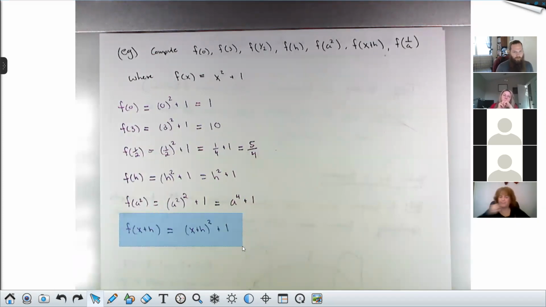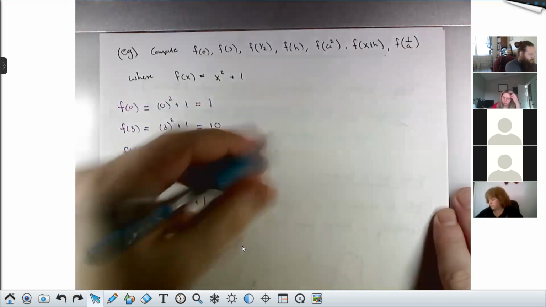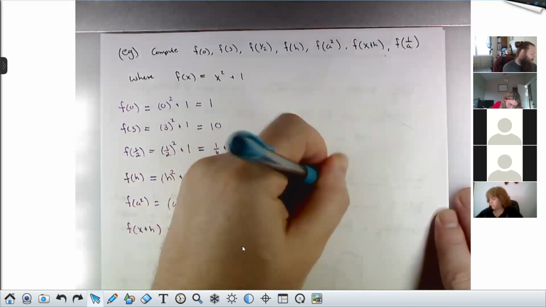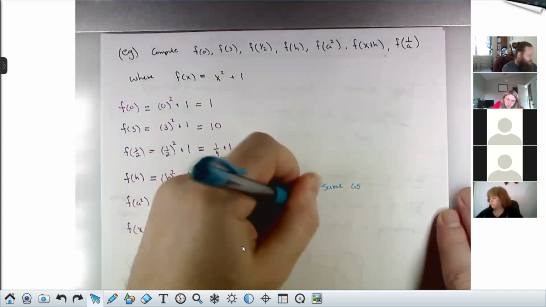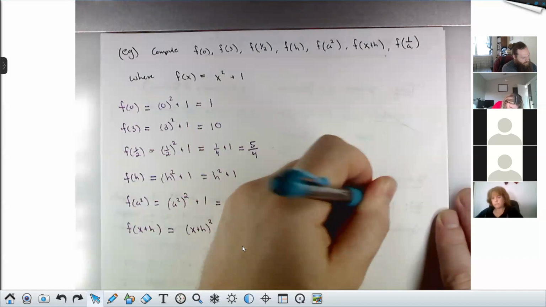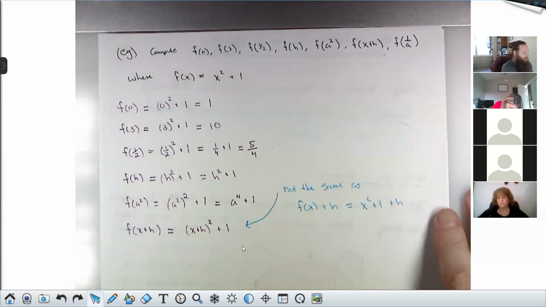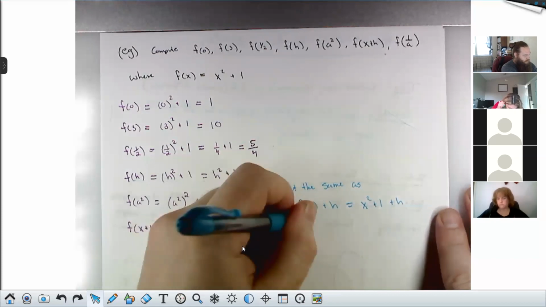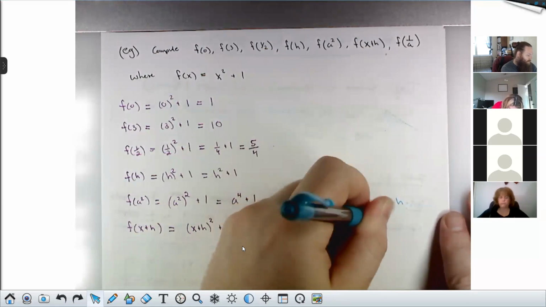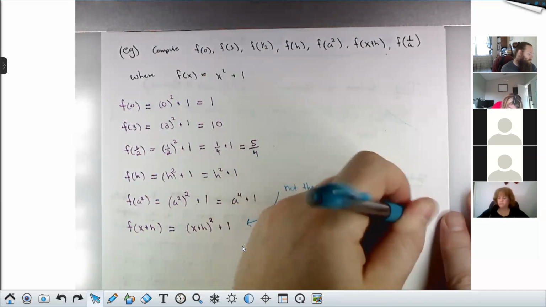Pause on this one just for a second, because there are some things we can compare this to. This is not the same as f of x plus h like this, which would be this, or f of x plus f of h, which should be, oops.